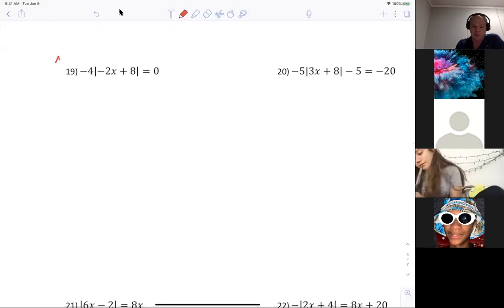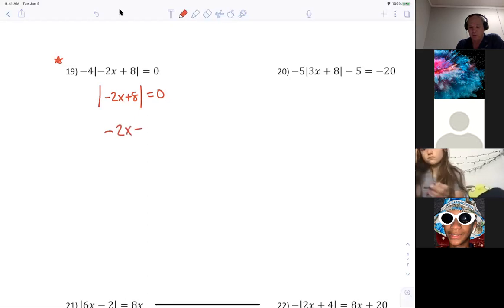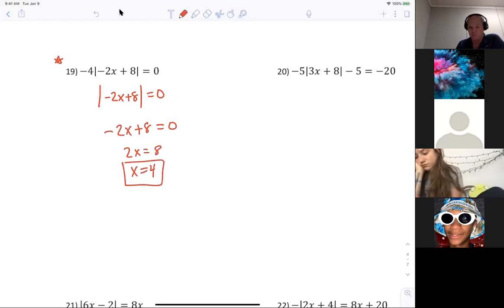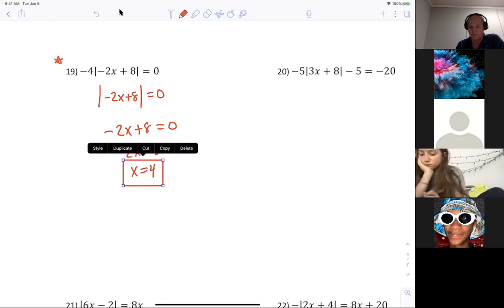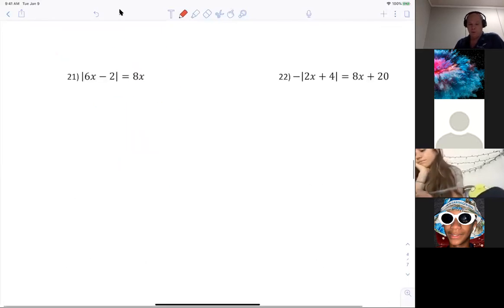Now 19 is a unique problem, because the absolute value of negative 2x plus 8 equals 0. Well, there's only one way to make 0. So when it's equal to 0, there really is only one solution. In other words, there's no point in saying negative 2x plus 8 equals positive 0 and negative 2x plus 8 equals negative 0. Hopefully that makes sense. Negative 2x plus 8 equals 0. So 2x equals 8, so x equals 4. Everybody okay with that? All right, let's take a look.